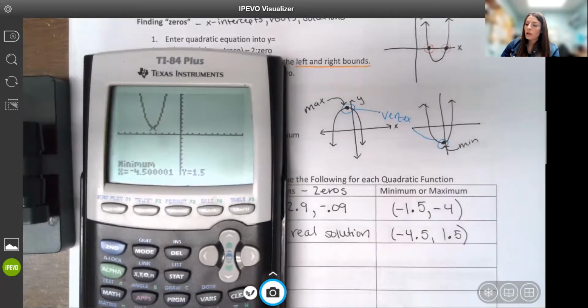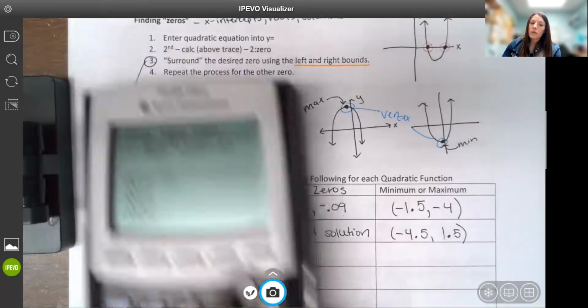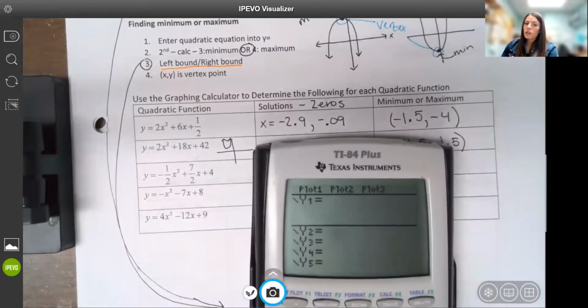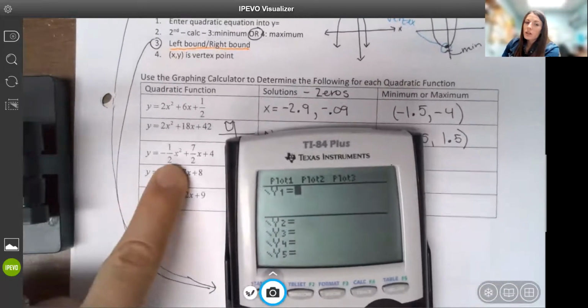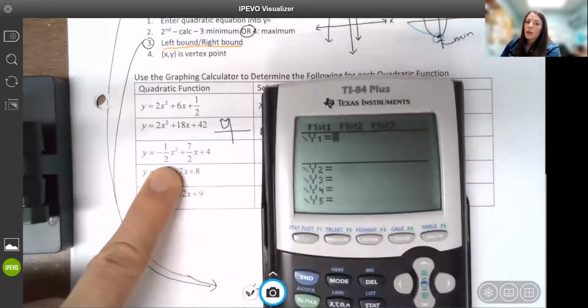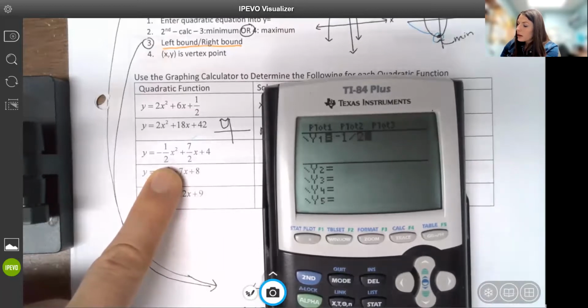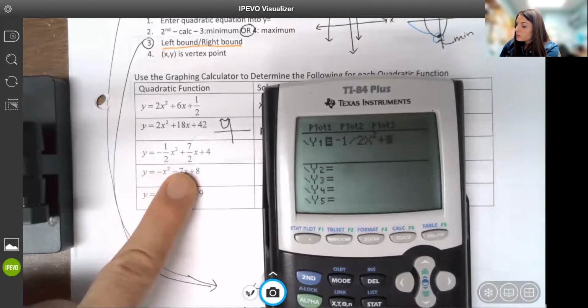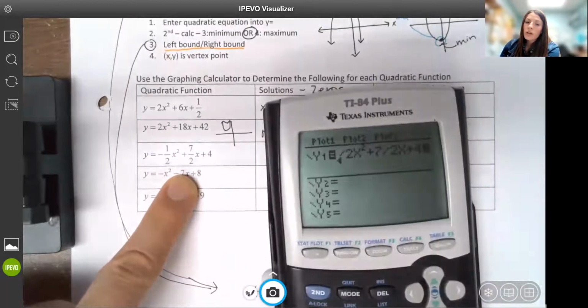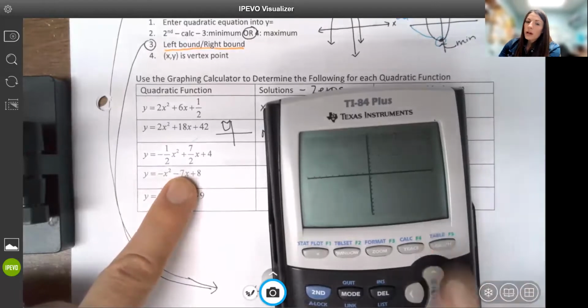Okay. Now let's go back into y equals. Let's look at our next quadratic. Clear this out. So entering this in, remember negative and subtraction are different buttons on your graphing calculator. We want the negative button that's down here. So I'm entering negative 1/2 x squared plus 7/2 x plus 4, and those fractions we're just putting in by using our division symbol. I'm going to go to my graph.